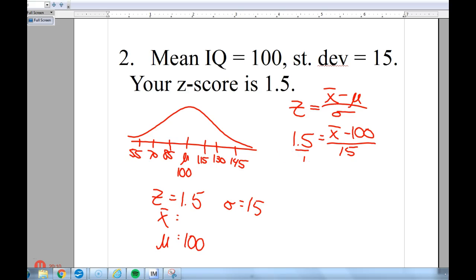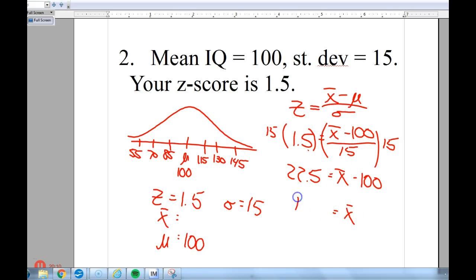I would put that over 1 and cross multiply, I think. How many of you would think that you put it over 1 and cross multiply? How many would think to just multiply both sides by 15? Oh, that's awesome. Okay, that's the same thing. It doesn't matter which you do. So let's multiply this side by 15, multiply this side by 15. So this is 22.5. And then here I get x bar minus 100. And then if I just add the 100 to both sides, I get 122.5. So I go up here, write it in there, and I know my z is 1.5.